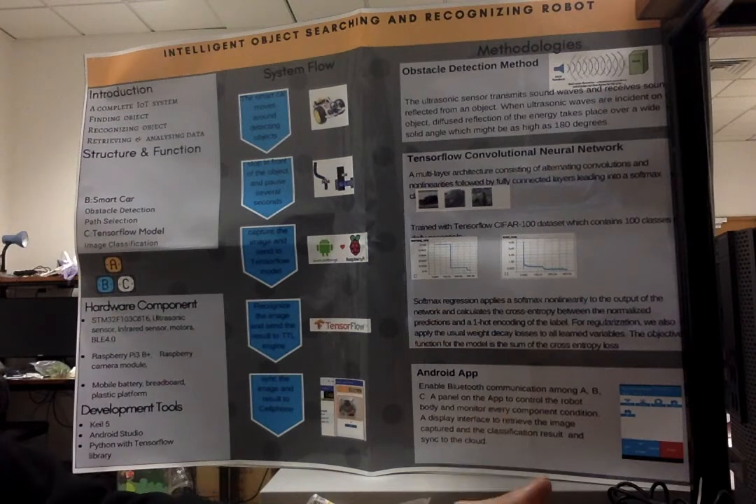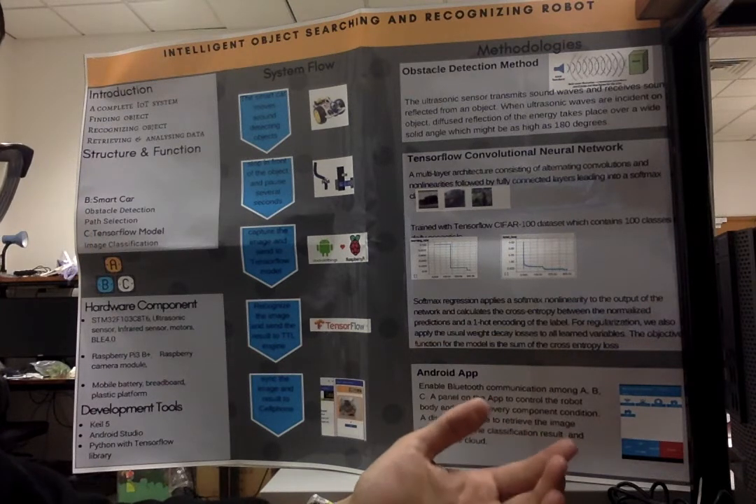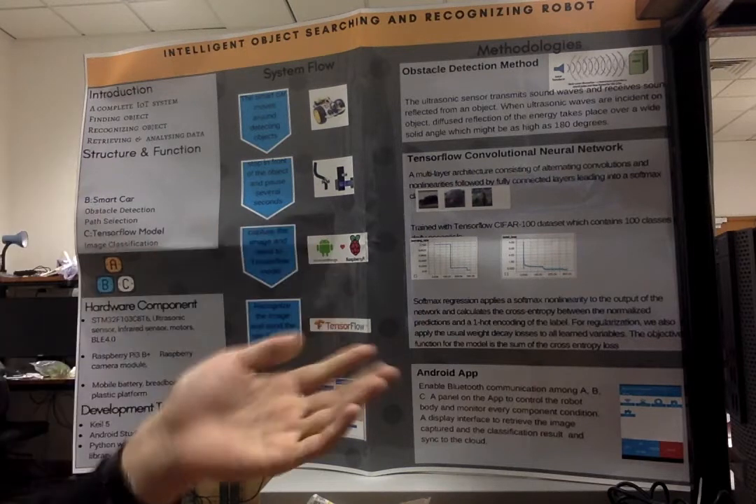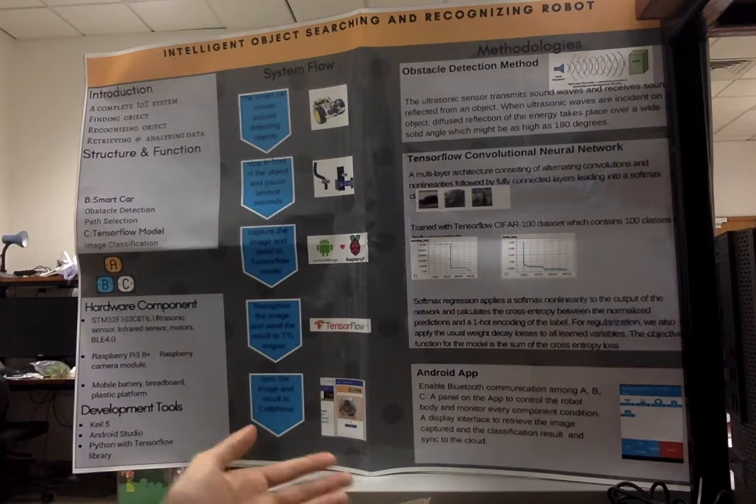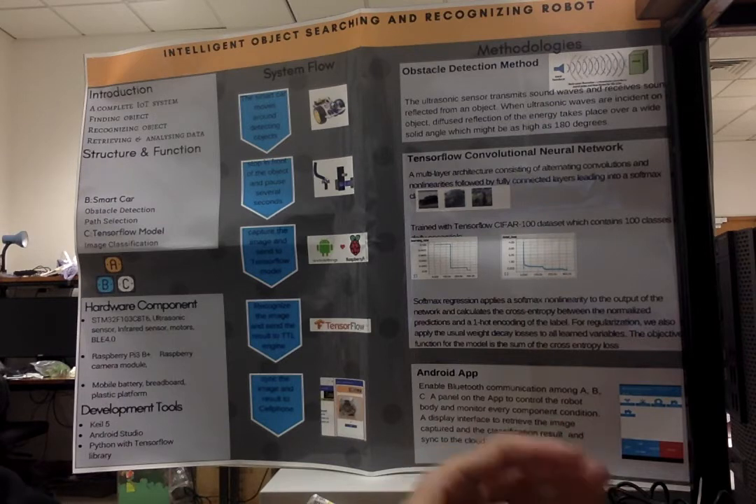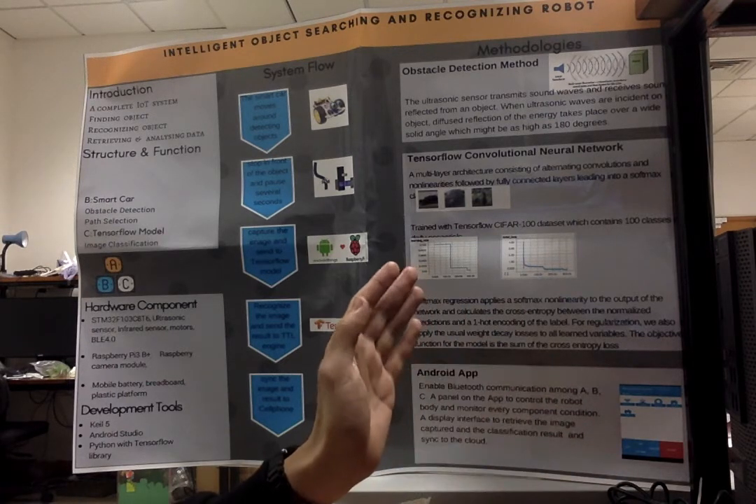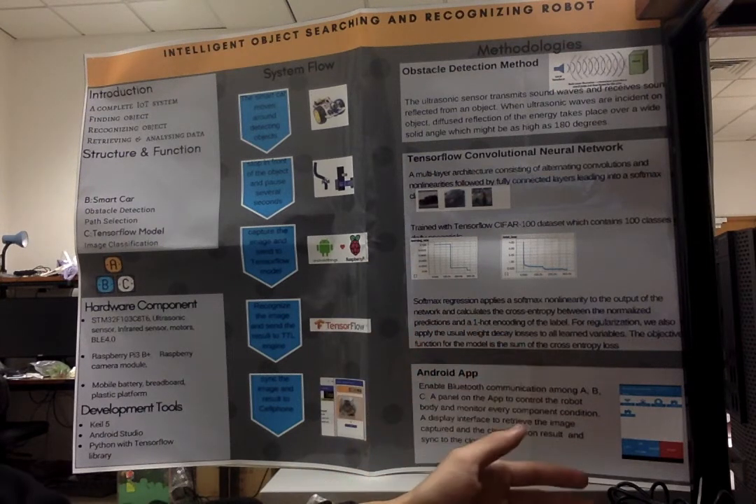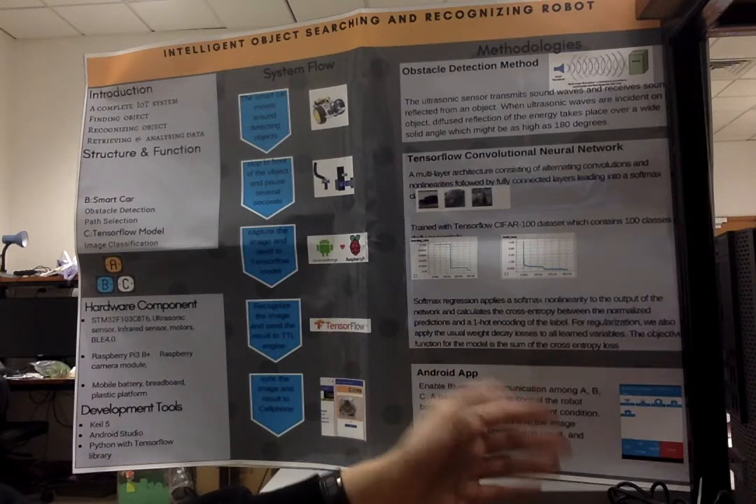And for methodologies, for obstacle detection, I use ultrasonic sensors. Ultrasonic sensors transmit sound waves and receive sound reflected from an object. When ultrasonic waves are incident on an object, diffuse reflection of energy takes place over a wide solid angle. So ultrasonic sensor is one of the best and simple method for obstacle detection.